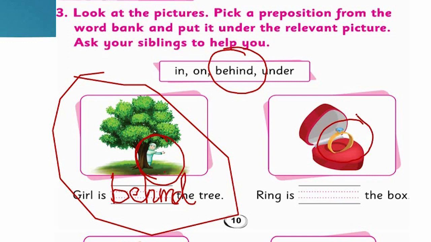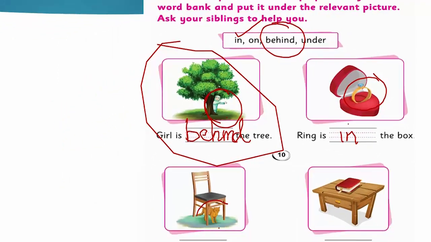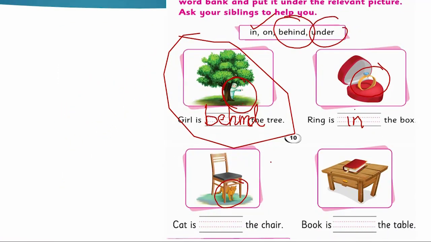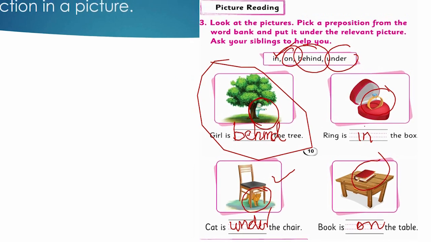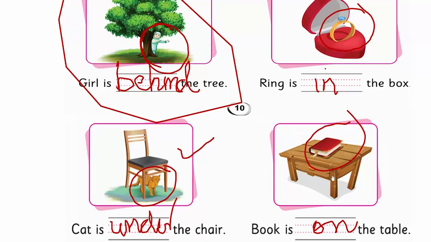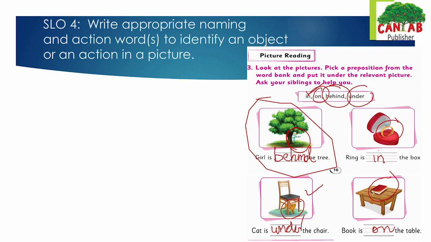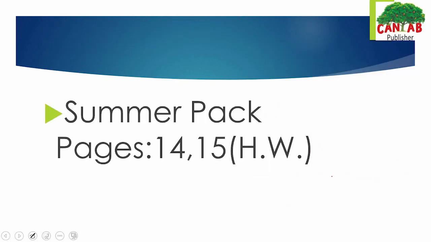The ring is in the box. The cat is under the chair. The book is on the table. Please check your work. I've zoomed the picture in. The girl is behind the tree. Ring is in the box. Cat is under the chair. Book is on the table. Well done. Let's move on to the homework section now.